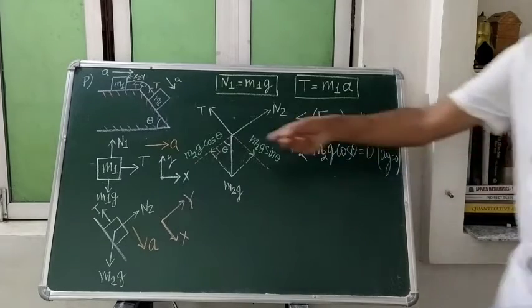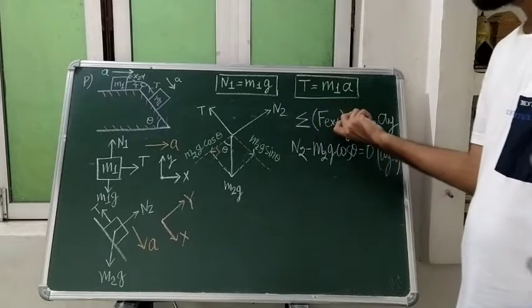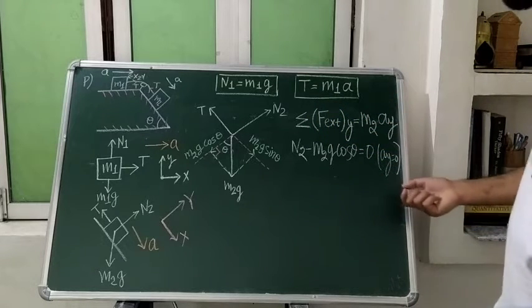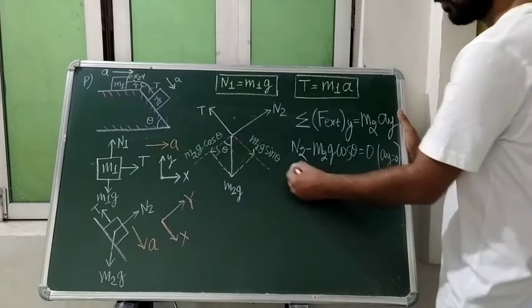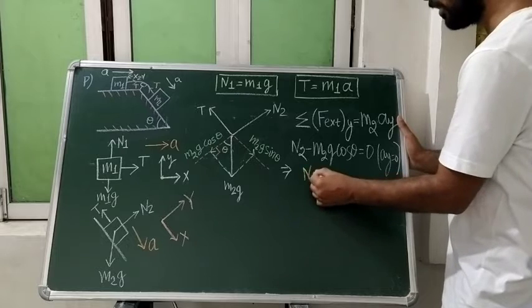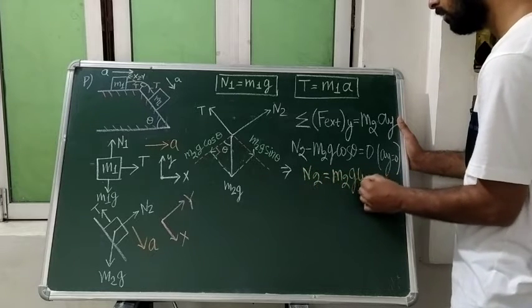No acceleration is present in that y direction. Is there any acceleration in the y direction? No. So it will be the consequence of that first law. And from here, what will we get? That our N2 will become what, student? That N2 equals m2g cos theta, isn't it?